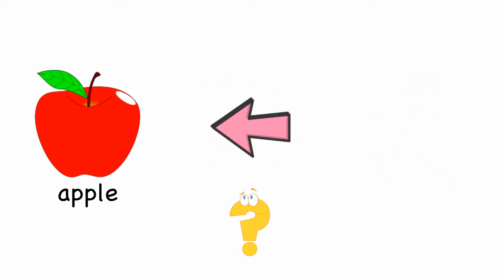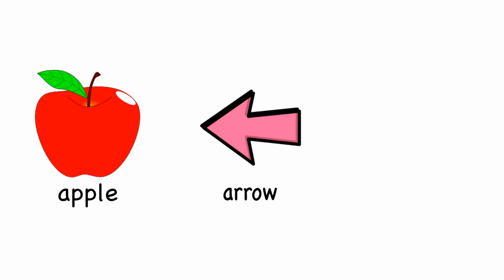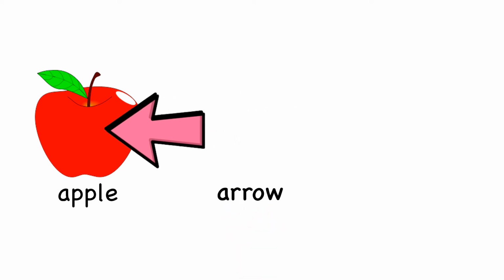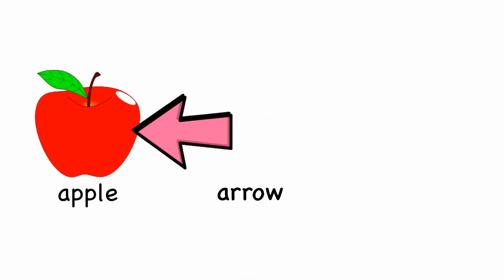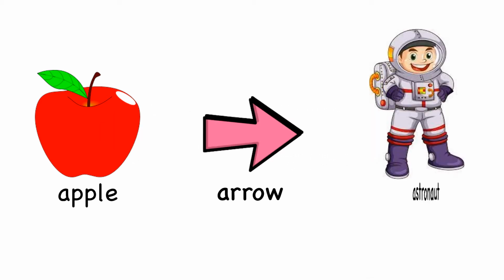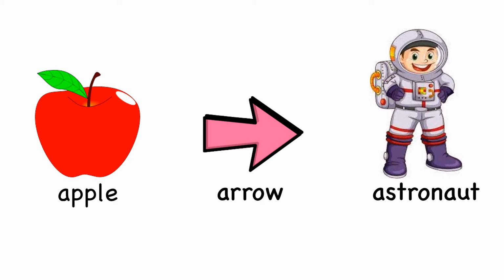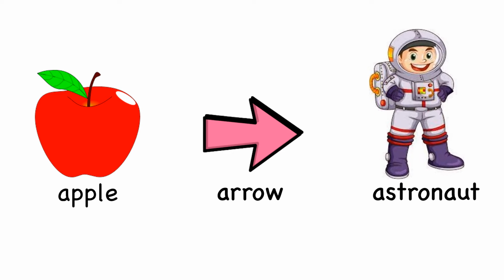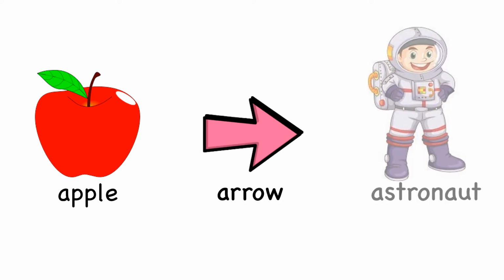What about this thing? It's an arrow. An arrow is a shape that's used to point to something. It is an astronaut. An astronaut is a person who is specially trained to travel into outer space. A apple, a arrow, a astronaut.